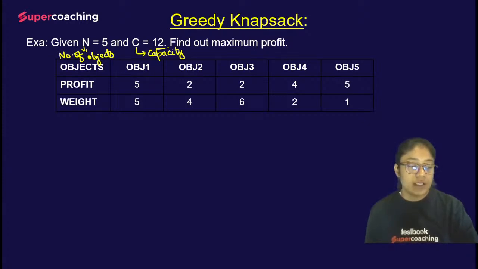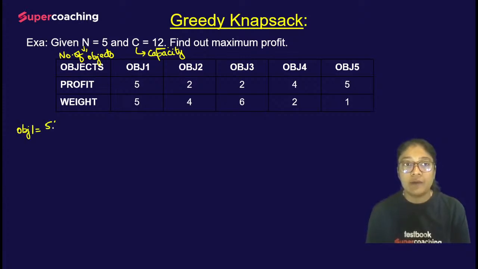Do you want to try this? I will do one more question, and the next question you people try. So profit upon weight. For all the objects, we'll calculate the profit upon weight ratio. Object 1, it will be 5 divided by 5. That comes out to be 1.